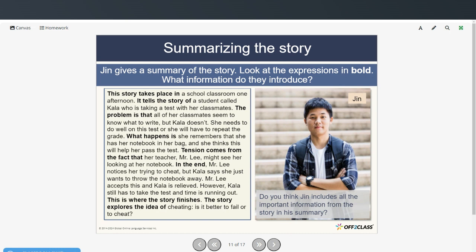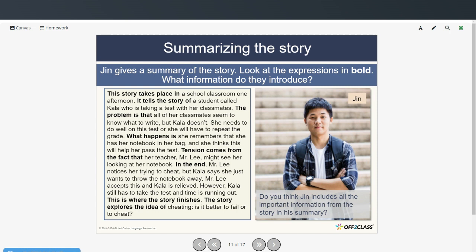All right, so first we're going to talk about summarizing the story. Jin gives a summary of the story and look at the expressions in bold. What information do they introduce? Again, you can pause the video and read it on your own, or you can follow along as I read.